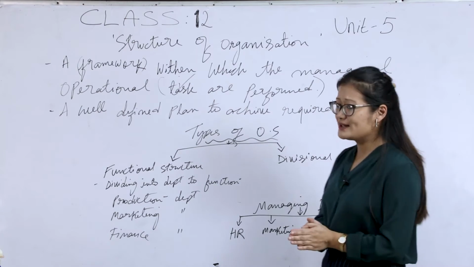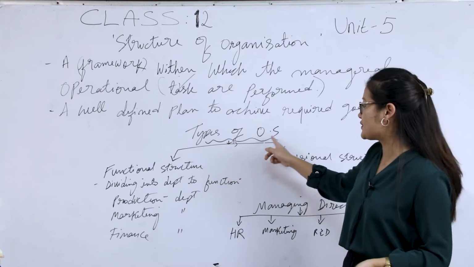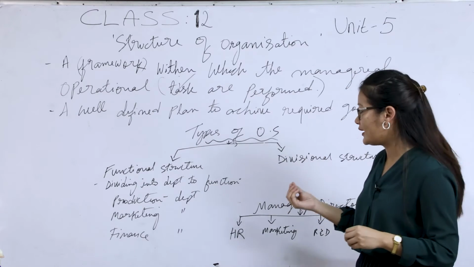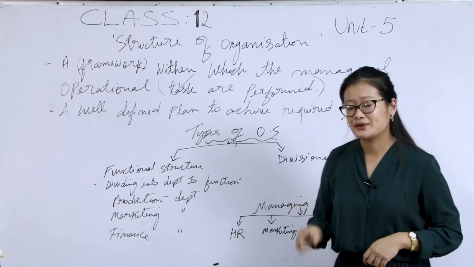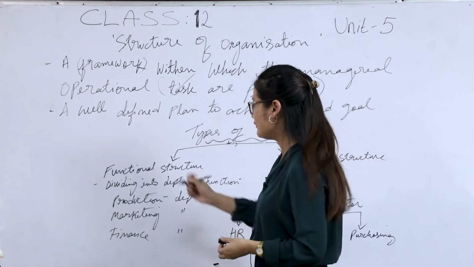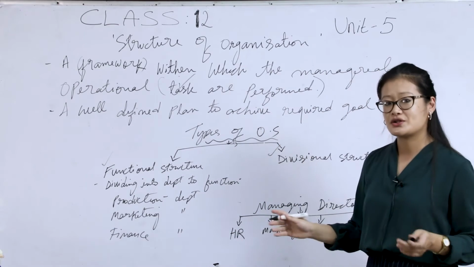So class, moving on, next we have types of organizational structure or structure of organizations. It's the same thing. There are two types. Number one is functional structure, and the other one is divisional structure.